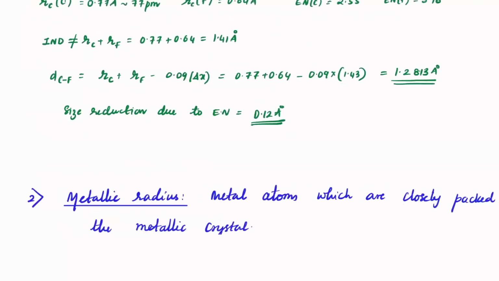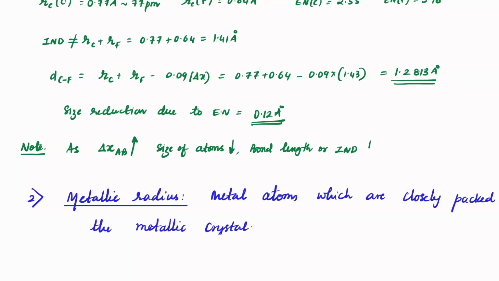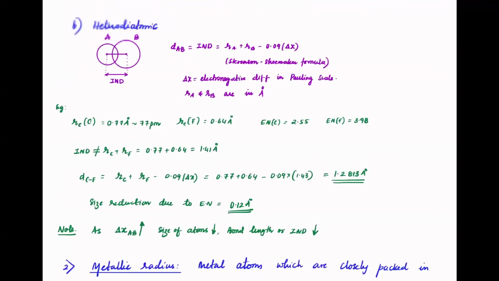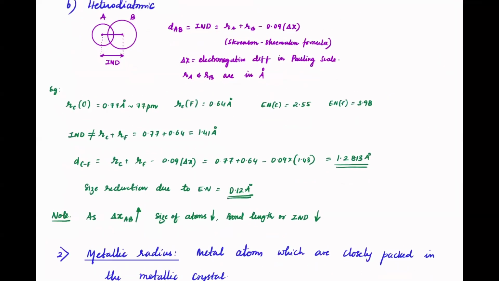See the note here. The note is: as the electronegativity difference between atoms A and B increases, the size of atoms decreases, and bond length or internuclear distance decreases. That's the important factor to learn from the Shoemaker formula. Clear, guys?